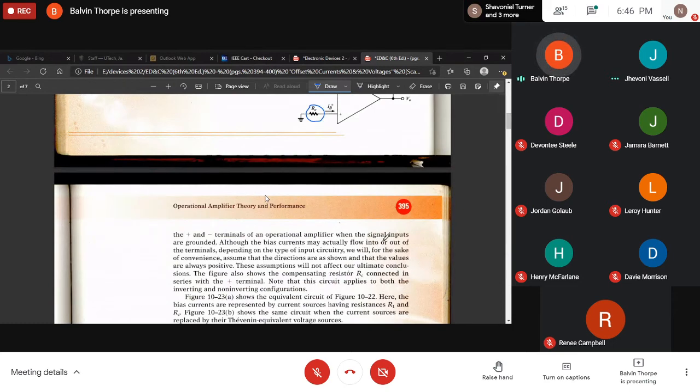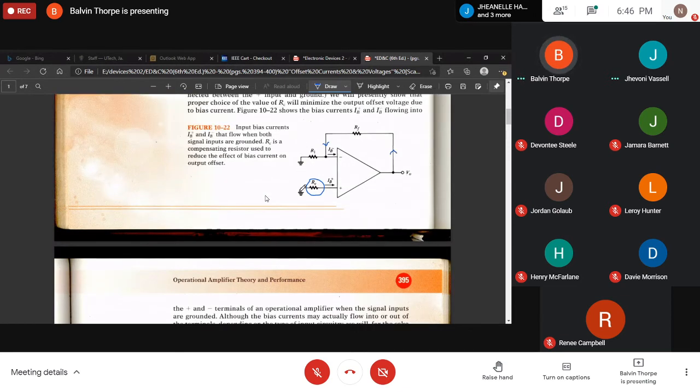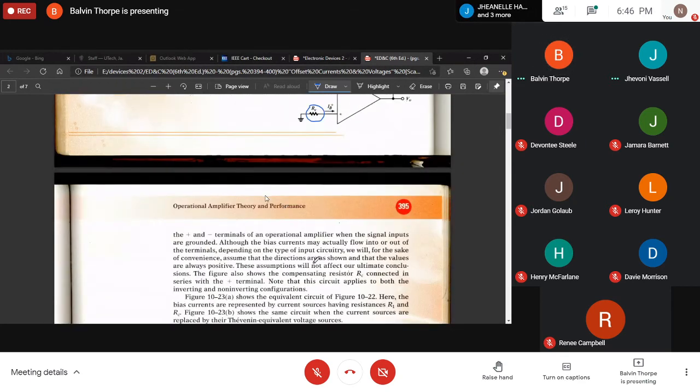When the signal inputs are grounded, so there's no voltage being applied here, we realize that because of an output offset voltage, current is flowing, coming back here to virtual ground, to ground, which results in IB being present at both inputs, right? IB, which is your bias current, your input bias current.